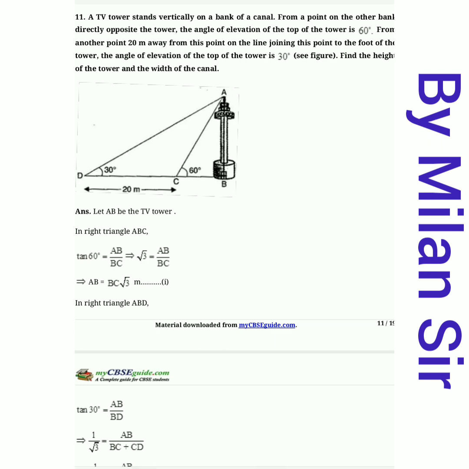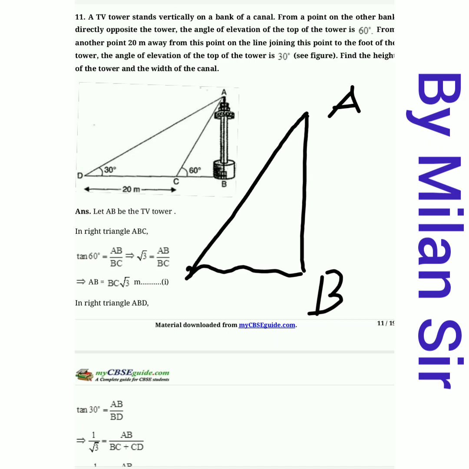Okay, so first of all, one canal is there, right? Like this. One vertical tower is standing at one side of the canal, AB. Now on the other side, one point is there, and from this point to the top of the tower, the elevation is given 60 degree. I take one point C here on the other side. So from C to the top of the tower, elevation is 60 degree. We consider this canal like a straight line.